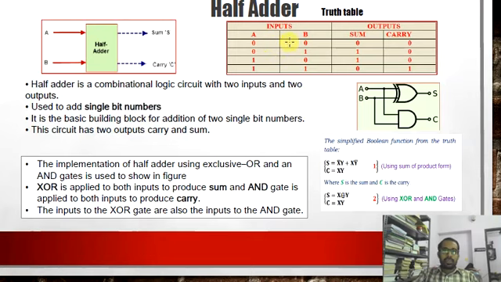When you are adding 0 and 0, the sum will be 0. Before you do this, you are supposed to learn about binary additions and subtractions, and I suppose that you have already learned this. When you are adding 0 and 0, the sum will be 0 and there is no carry generated. In the second case, when you are adding 0 and 1, you will get the sum as 1. 0 plus 1 will be 1, and there is no carry. When you are adding 1 and 0, again you will get sum as 1, but there is no carry.